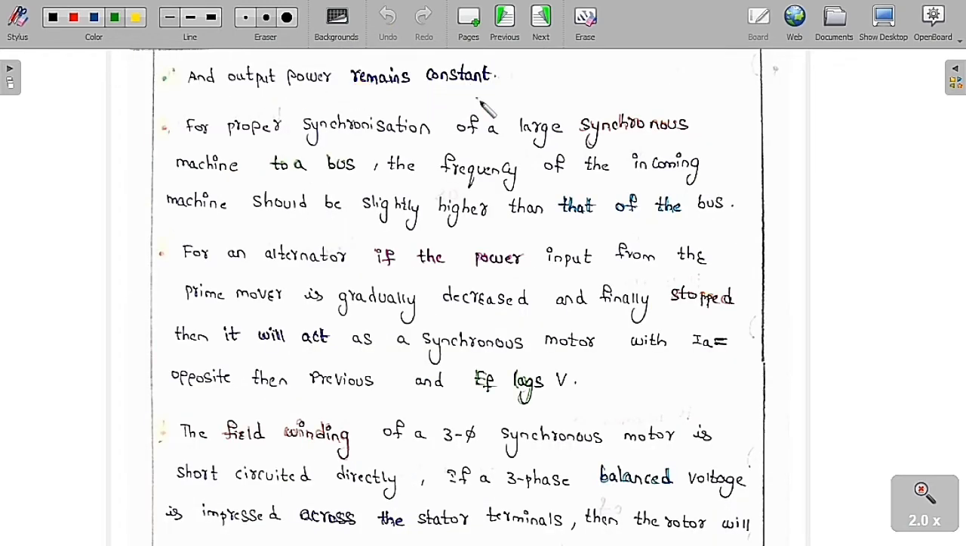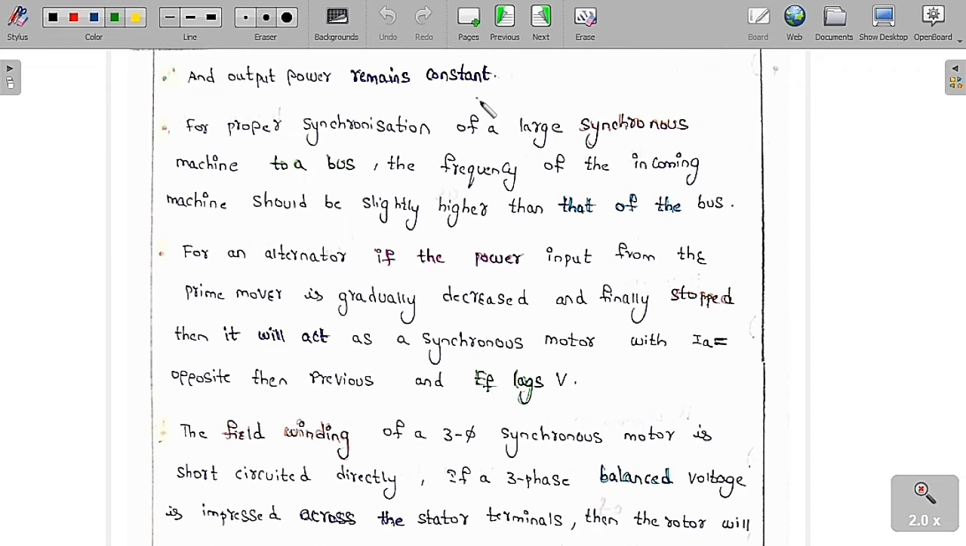I've already told you, excitation can only change these things, but not the power, because only the mechanical input can change the output power. So as you vary excitation, the output power will always remain constant. As they have not mentioned any variation of the mechanical input, we can assume it is constant. Therefore, the output power is also constant.